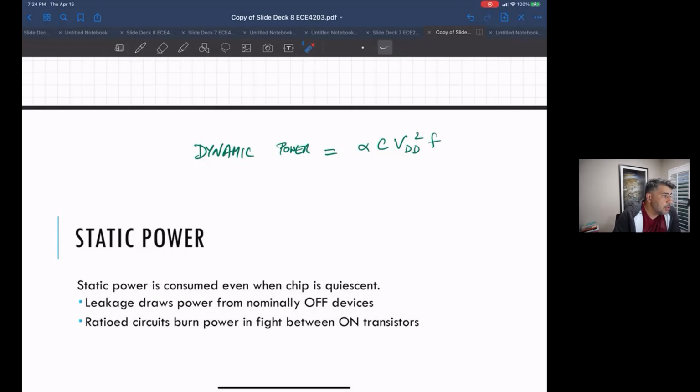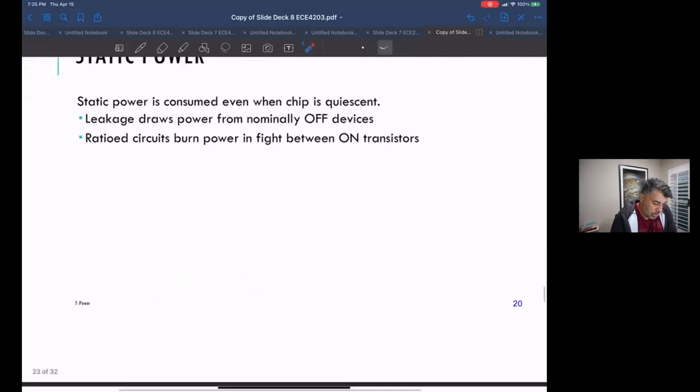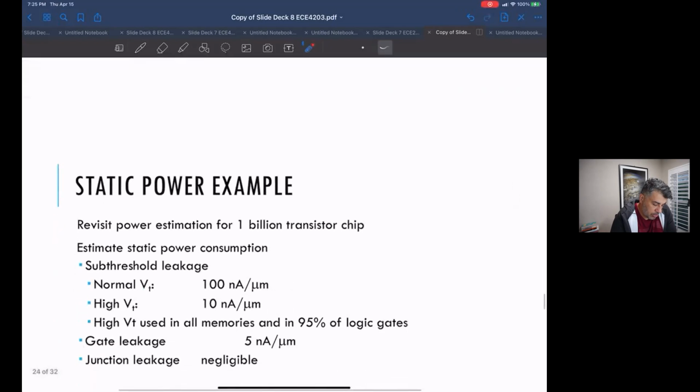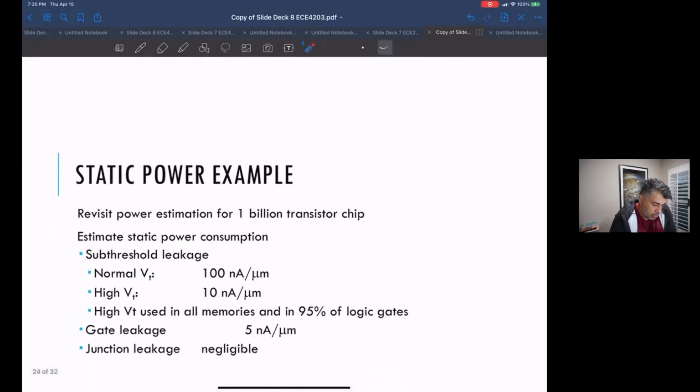But what happened along the line as the processes started shrinking in size, the leakage currents started going up, and now the static power starts being a significant effect. And the problem is, these transistors are sucking up power even when you're just sitting there. So here's an example. Okay, if you guys want to try to look at it.